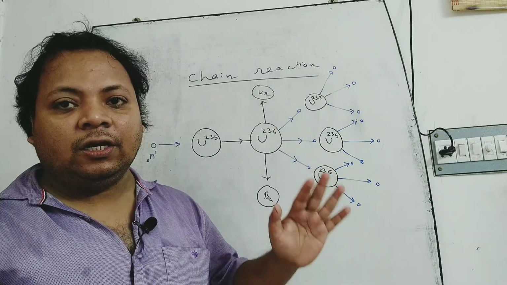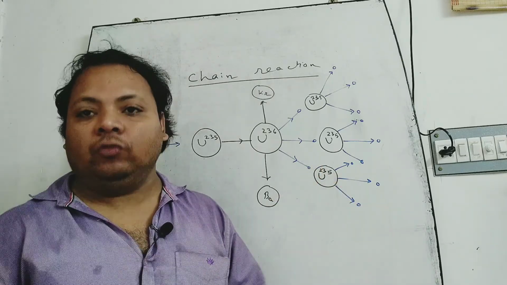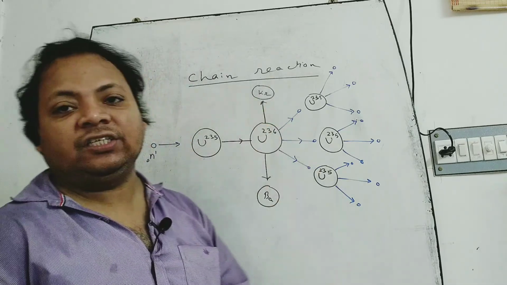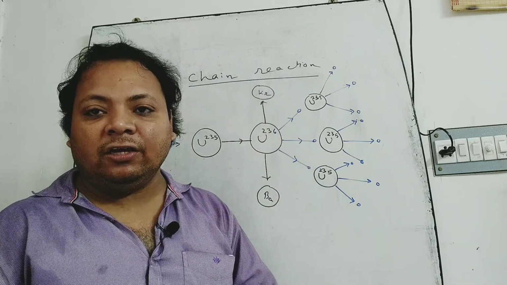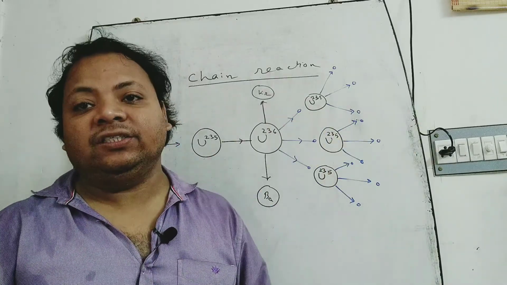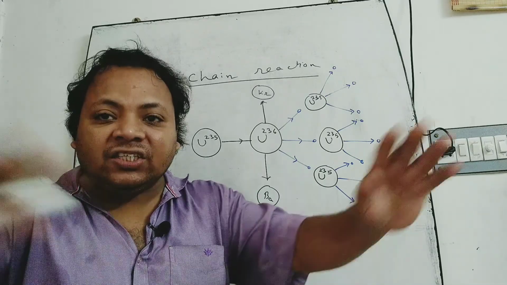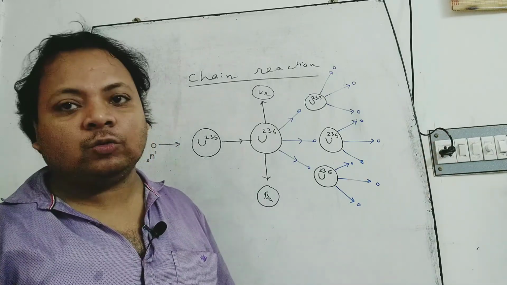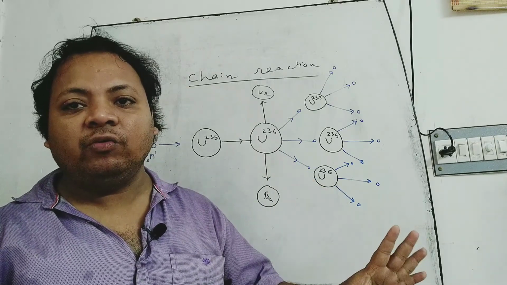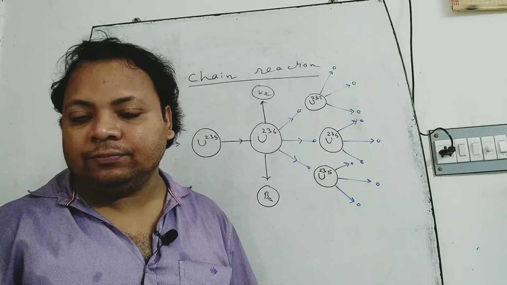But in the case of an atom bomb, we cannot control the rate of nuclear reaction or chain reaction. That's why an atom bomb gives a huge amount of energy which can destroy a vast area. That's why the atom bomb is very harmful for mankind and for our earth.